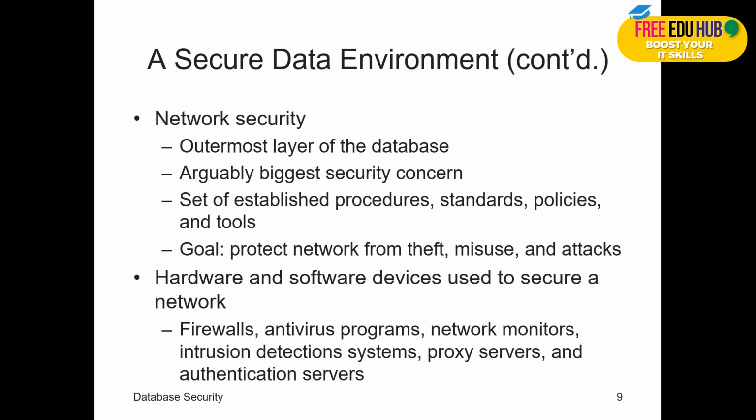Hardware and software devices used to secure a network include firewalls, antivirus programs, network monitoring, intrusion detection systems, proxy servers, and authentication servers. Now, what are they? Firewalls, you know it. It protects the data from outside to inside and inside to outside. Antivirus programs, you're aware of it. It cleans the computer from viruses and stuff like that. Network monitors see the traffic, what's going on, if someone is scanning the network or trying to do something on the network. Intrusion detection systems, we call them IDS systems also.